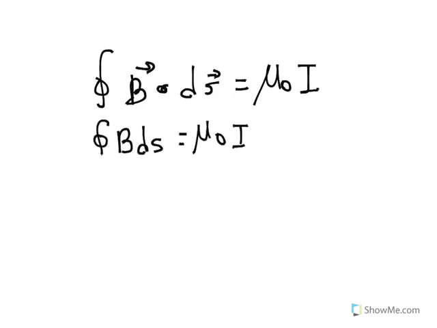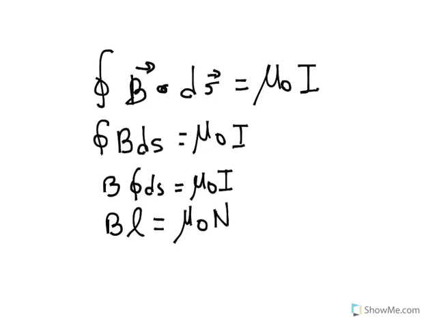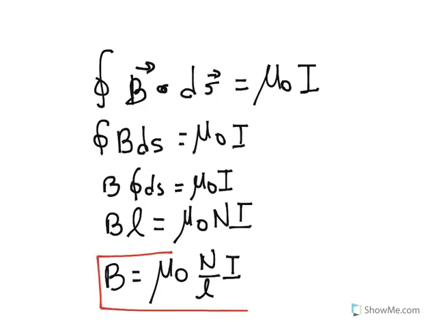Then we have the same magnetic field, right? And in any given sense, the integral of ds is the length L, right? And we have a number of loops with current I. That n is the number of loops. So this will be mu 0 n over L, the number of loops per unit length, times I, right? And this is the magnetic field in the solenoid.